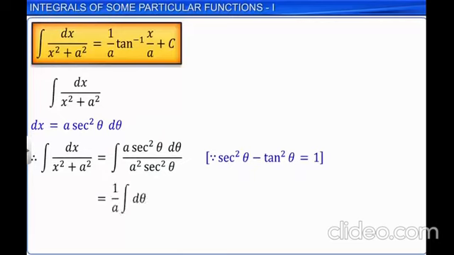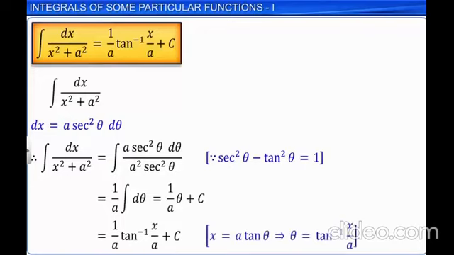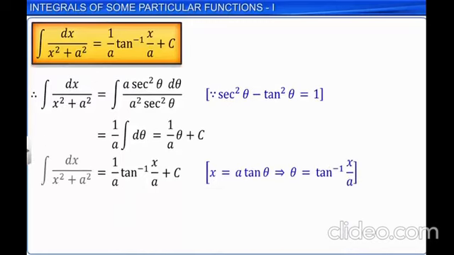1 upon a integral of d theta. On integrating, we get 1 upon a into theta plus the constant. Replacing theta by tan inverse x upon a, we get the right-hand side of the formula. This verifies the formula.